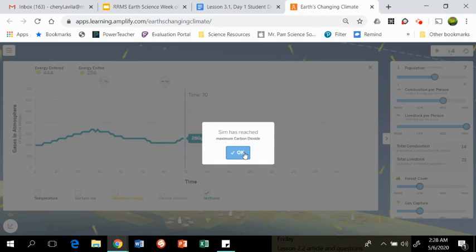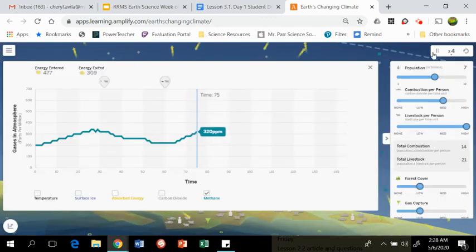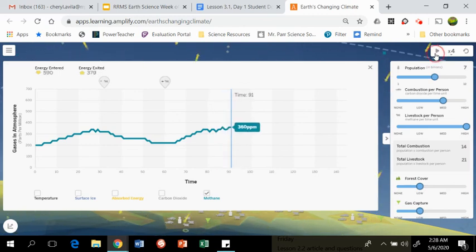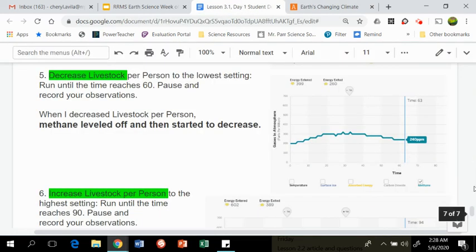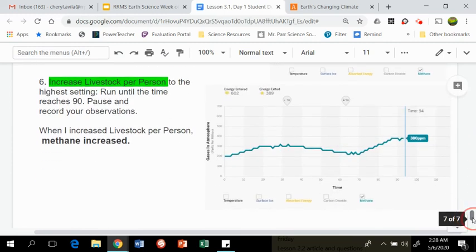Okay, so the sim has reached maximum carbon dioxide. I'm not looking at carbon dioxide right now. Okay, pause here. So if livestock per person increases, we see that the methane would steadily increase. So that would be when I increase livestock per person, methane increased.